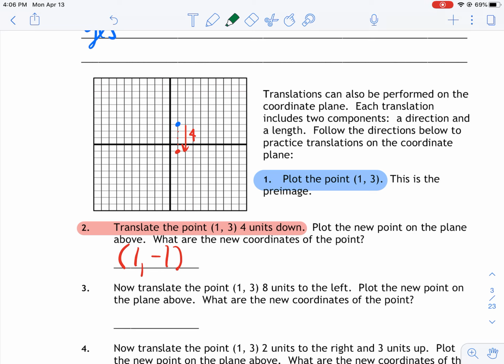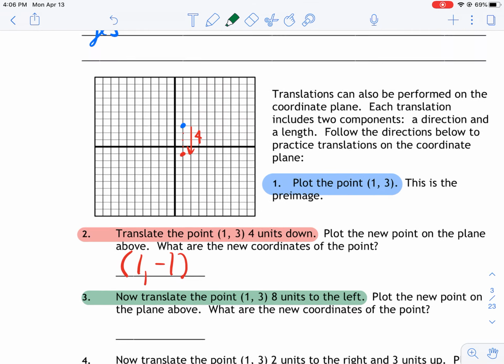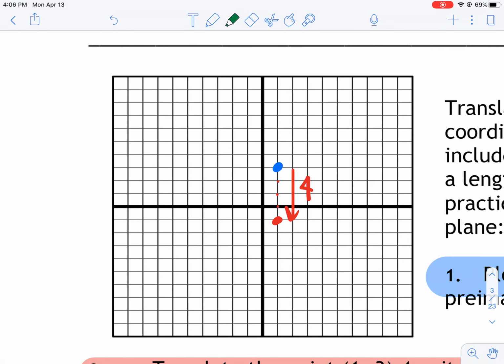Now, we're going to do another translation on the blue point. Okay? And we're going to move it 8 units to the left this time. Okay, so we're going to go back to the point 1, 3. We're going to move it 8 units to the left. We're going to make this a green point. Okay, so I'm going to count it out here. 1, 2, 3, 4, 5, 6, 7, 8. Right there. Okay. So that should be a translation 8 units to the left.